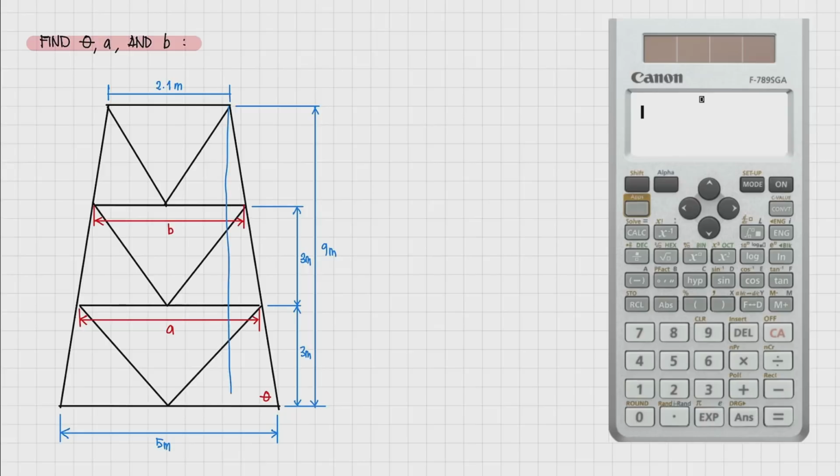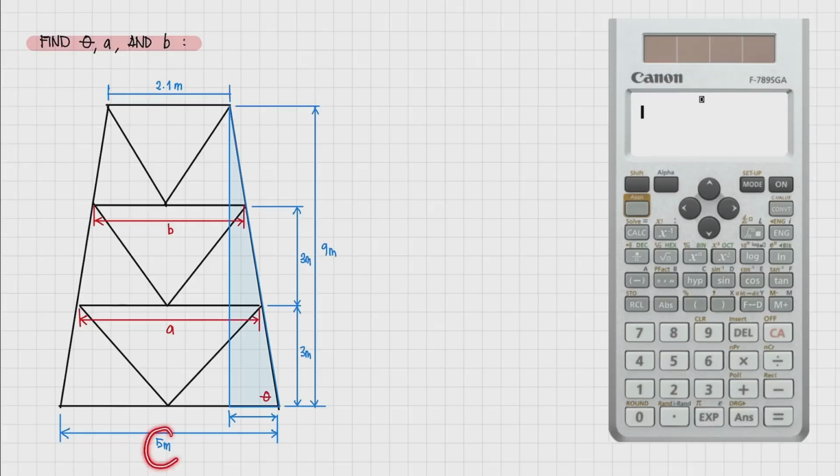So itong triangle natin na to. So highlight ko lang. So we need this distance. So we could actually solve for that quite easily, kasi we know the base. So pag transmission towers kasi, they are symmetrical to each other. So we know the base, which is 5 meters, and we know the top portion, which is 2.1 meter.